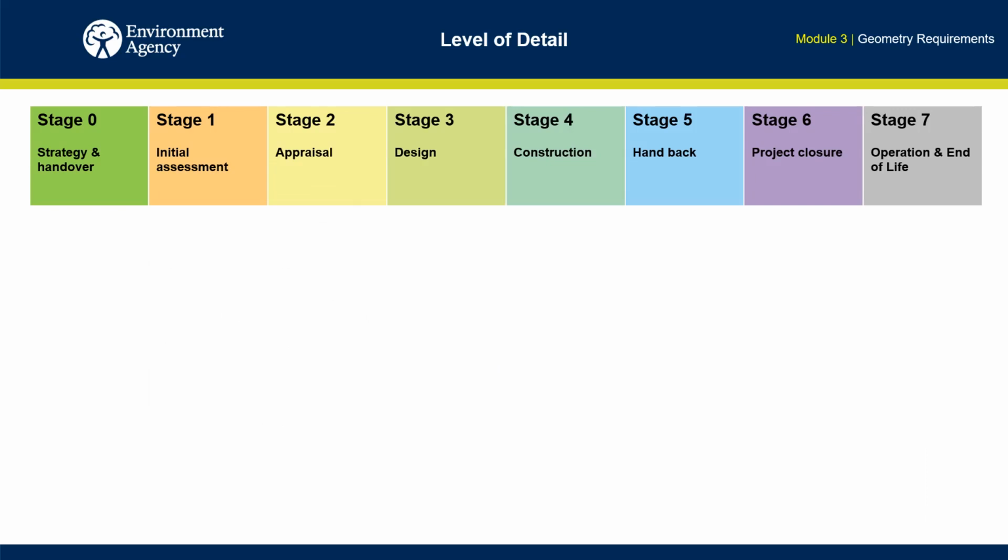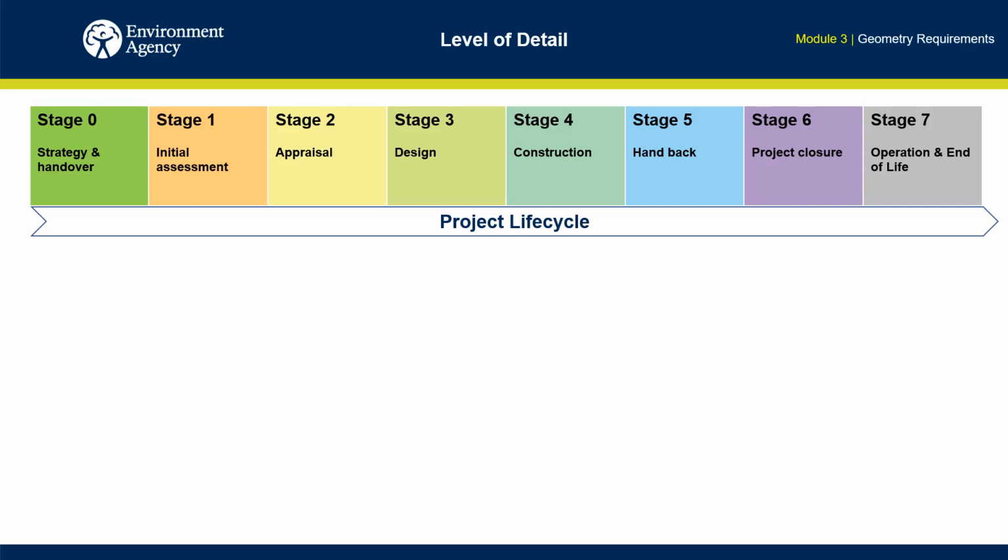The Environment Agency follows the RIBA 7-stage plan of work for delivering projects. This separates each phase of the project life cycle from strategic assessment through design, construction, and operation of the asset. Between each stage, decisions are made on how to proceed to the next stage. Graphical models provide key information to guide the decisions that are made at the end of each stage.